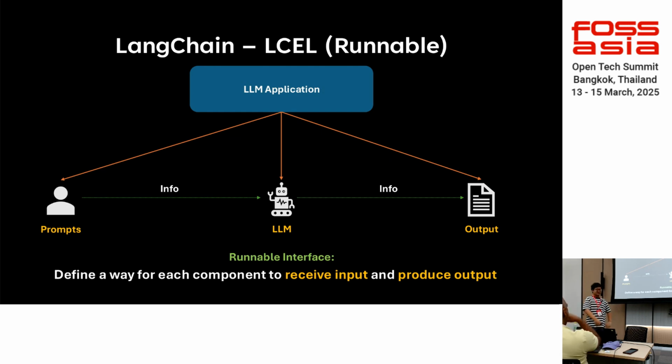So the runnable interface just specifies what inputs and outputs a particular component should have. So just now the prompt is actually a form template. I take in a dictionary, I fill in the dynamic values at runtime, I will get back a list of messages. This list of messages is able to pass to the LLM. And the LLM will take in the list of messages and give us an AI message output, which you can slice the content. So the runnable interface is just a way for each component to receive input and output.